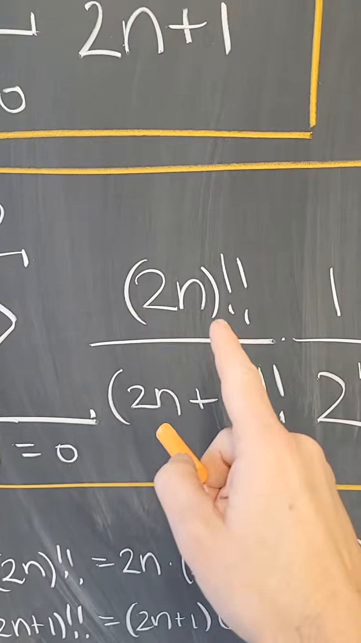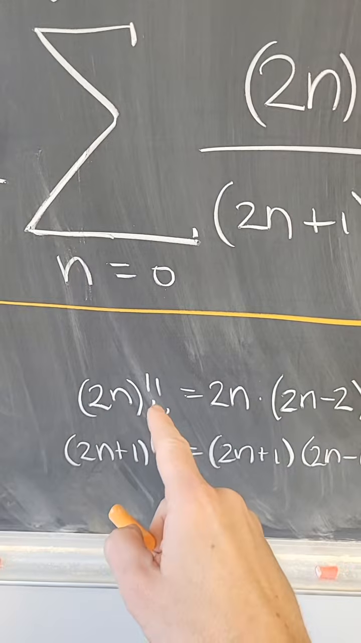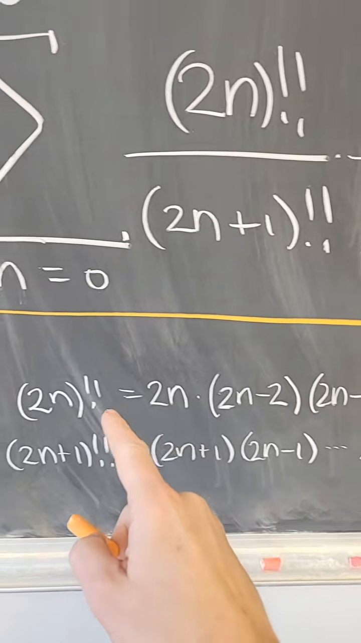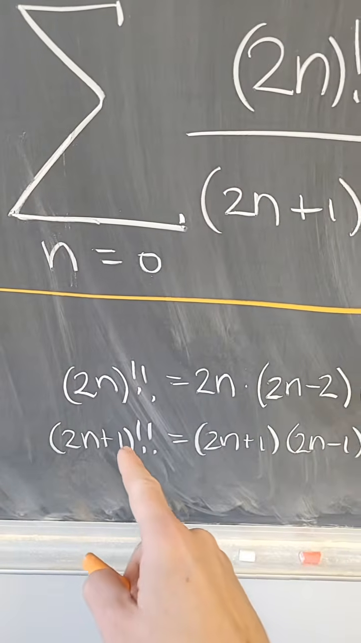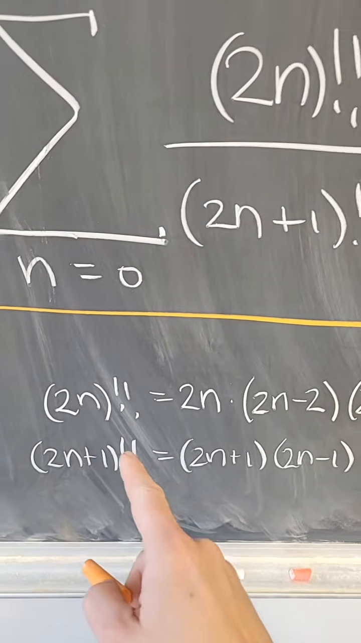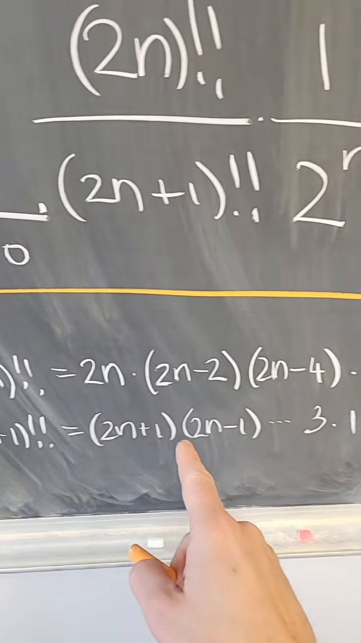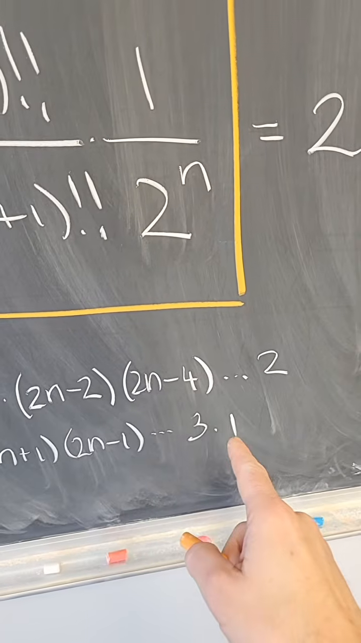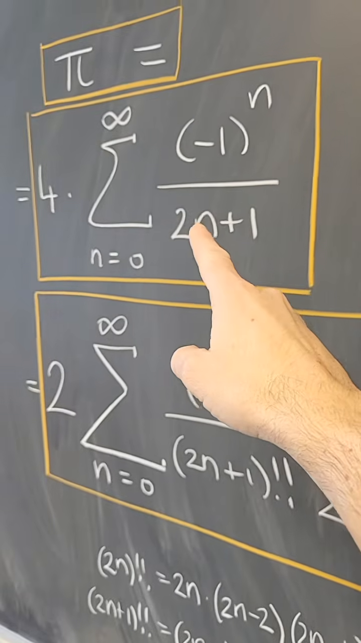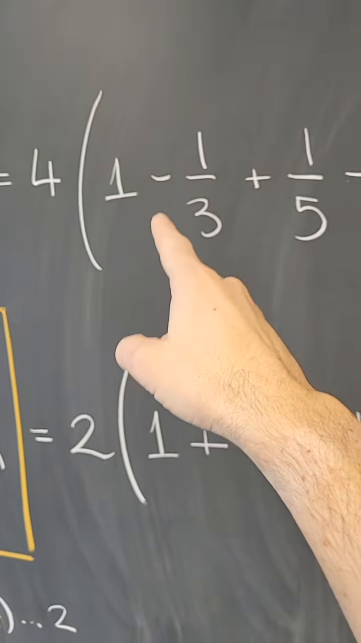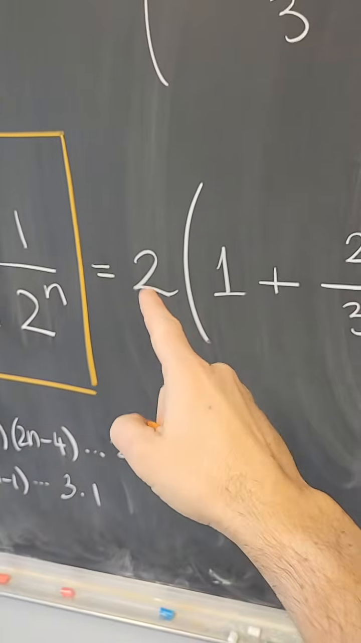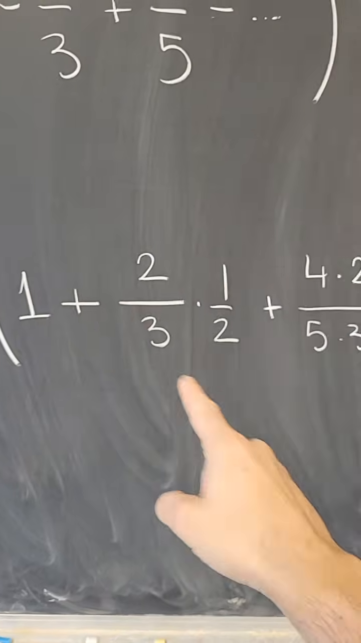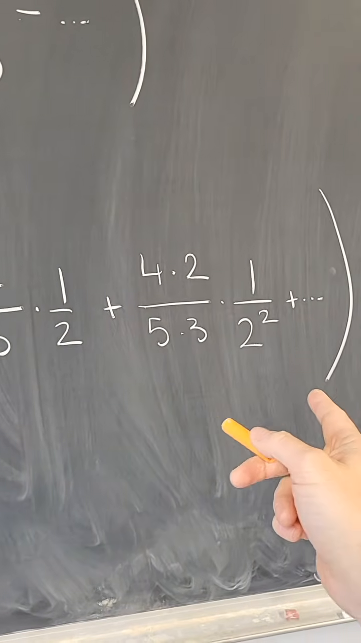A double factorial is 2n double factorial is the product of all the even numbers between 2n and 2, and 2n plus 1 factorial is the product of all the odd numbers between 2n plus 1 all the way up to 3 times 1. That sum is equal to 4 times 1 minus a third plus a fifth, etc., while this one starts like 2 times 1 plus this quantity plus that quantity, etc.